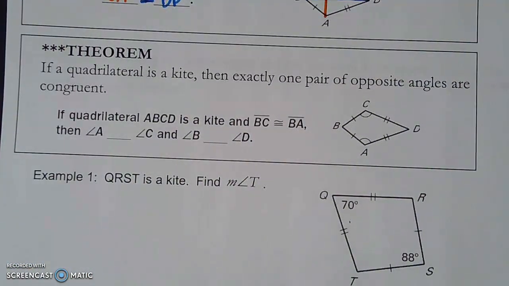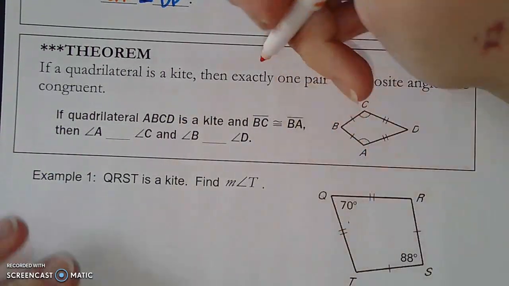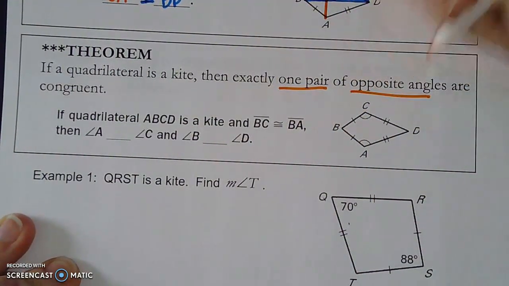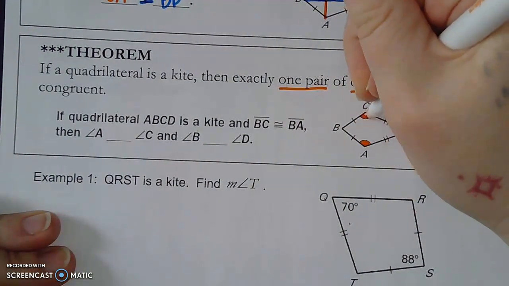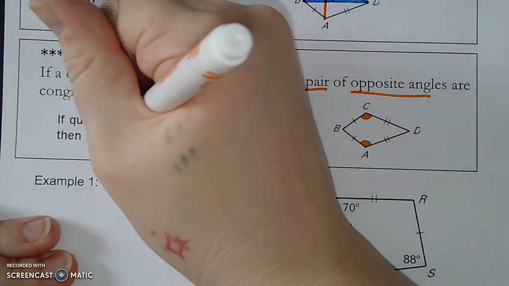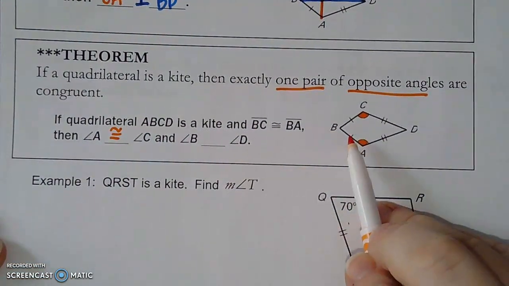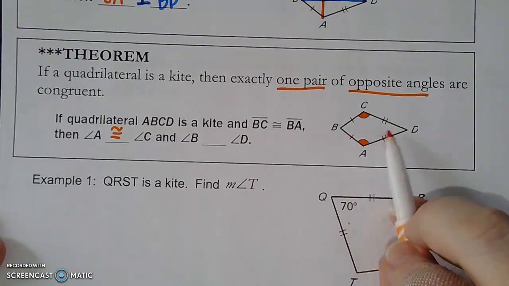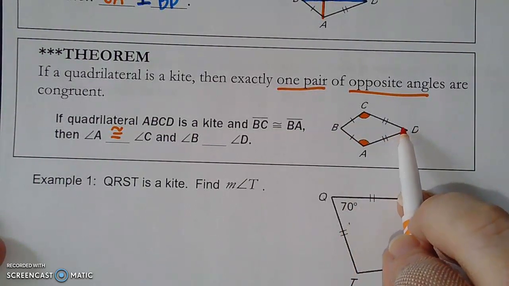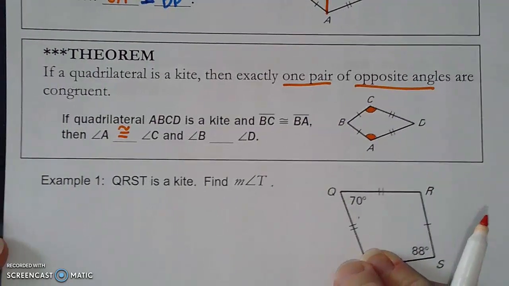Next one. If a quadrilateral is a kite, then exactly one pair of opposite angles are congruent. So you can see in the picture they're saying A and C are the ones that are congruent. But then this is where it gets a little tricky. I'm not going to say that B and D are congruent because they're not. If you actually look, D is going to be smaller than B, right? It's much more narrow of an angle.